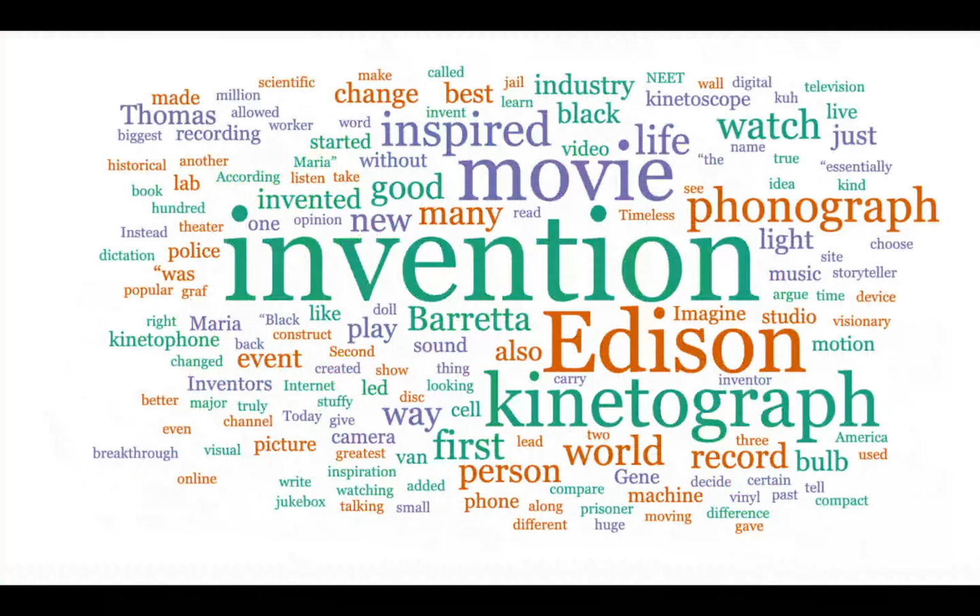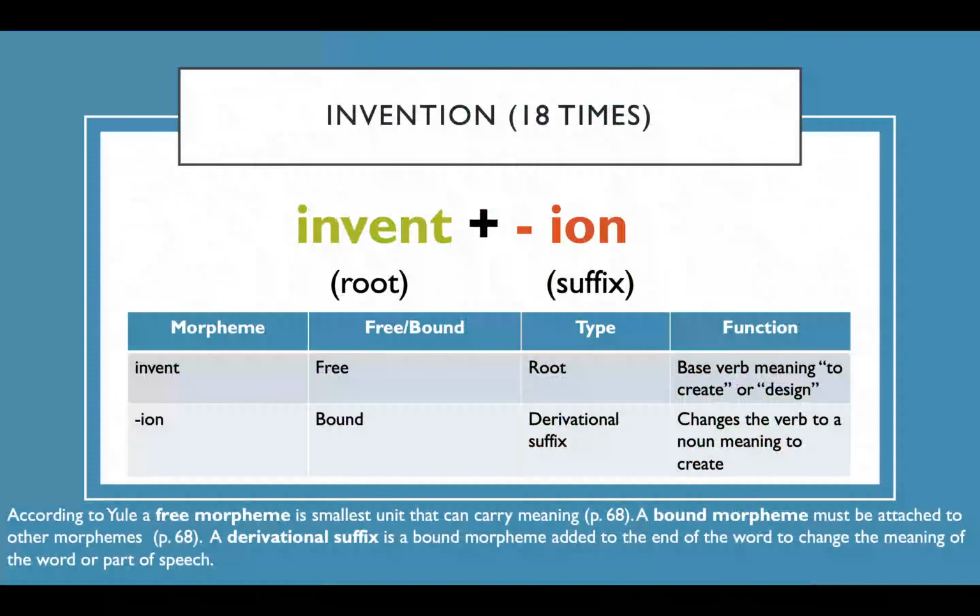Here are some examples of my word sift. From the word sift, I learned that invention appeared 18 times. Invent is a free morpheme. According to Yule, a free morpheme is the smallest unit that can carry meaning. It is a root, and it means to create or to design. ION is bound. It is a derivational suffix. It changes the verb to a noun, meaning to create.